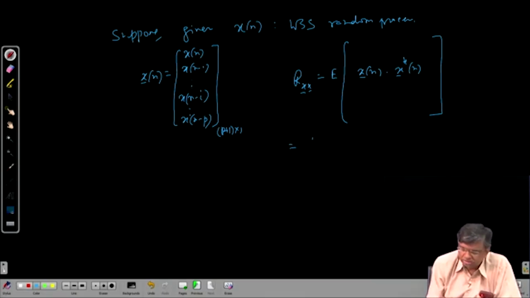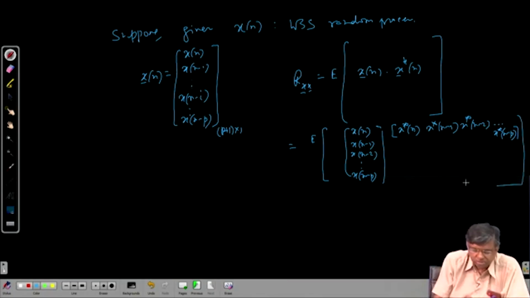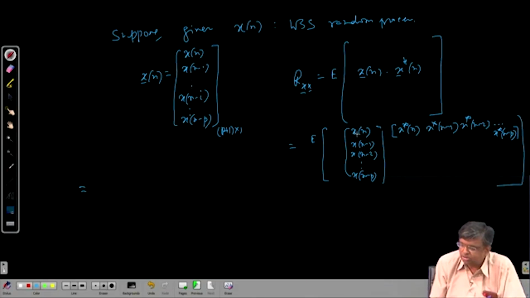So start with x of n, I am writing it here, x of n minus p, and then x star of n, x star of n minus 1, maybe I write n minus 2 also, x star n minus 2, dot dot, x star n minus p. Therefore, first see x n, this will be a matrix. So the 1 comma 1 element will be x n into x star n, expected value of that.